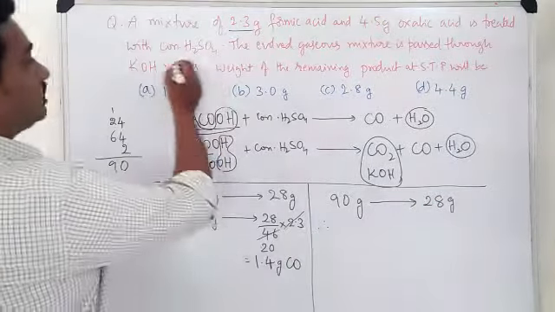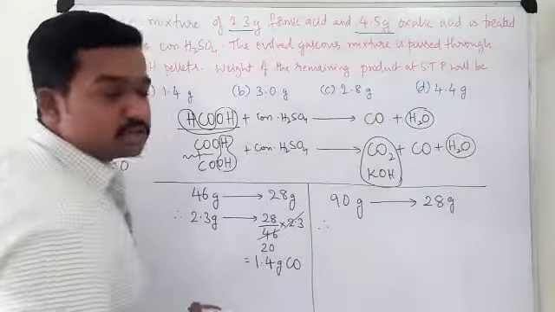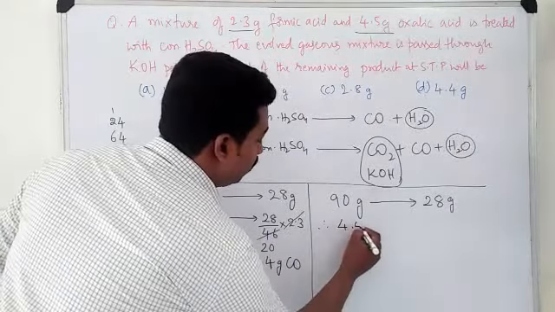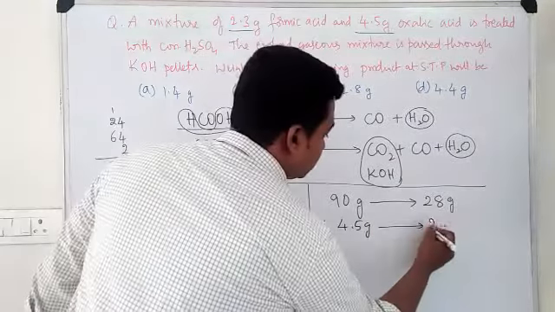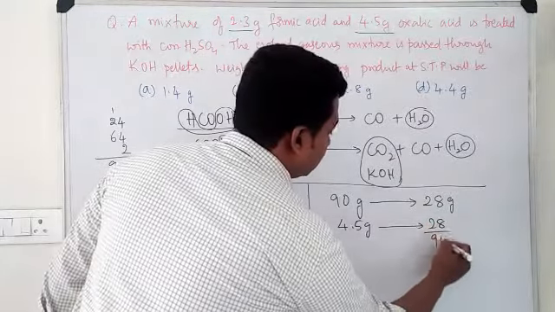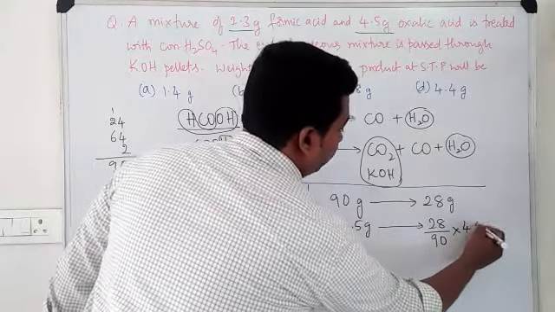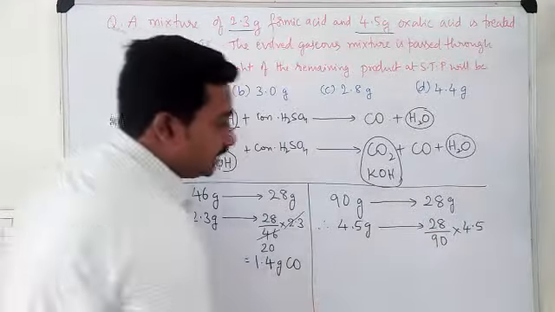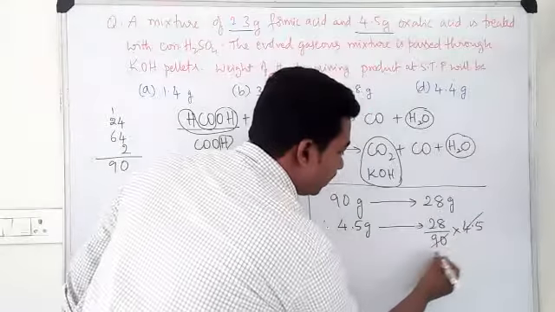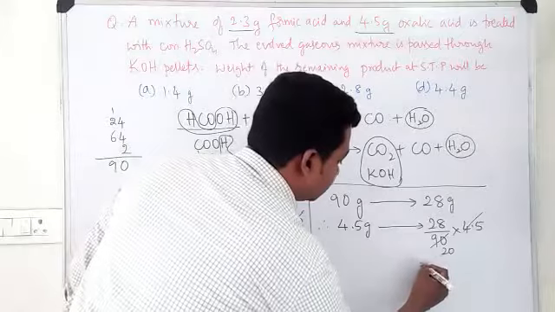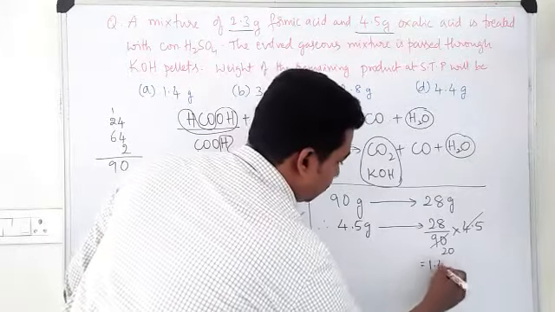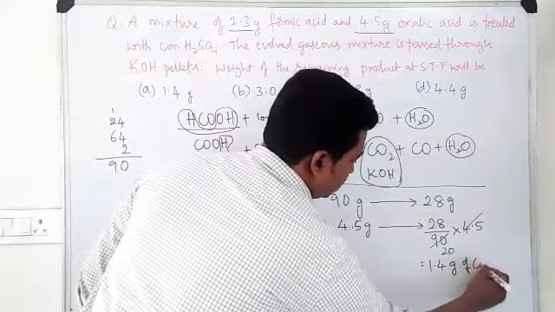In the question it is given 4.5 gram oxalic acid. So 4.5 gram gives how much carbon monoxide? This is 28 by 90 into 4.5. Once again, the ratio is very similar. 4.5 and 90 cancel 20 times. Then my answer will be again 1.4 gram of CO.